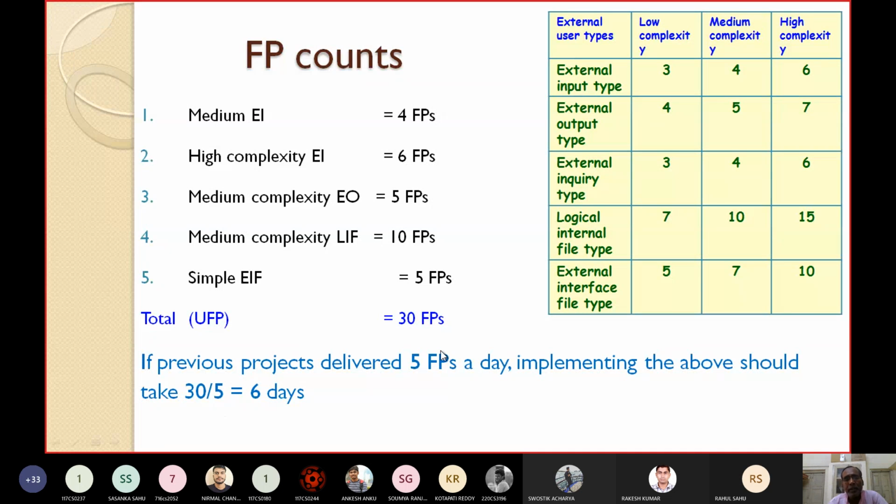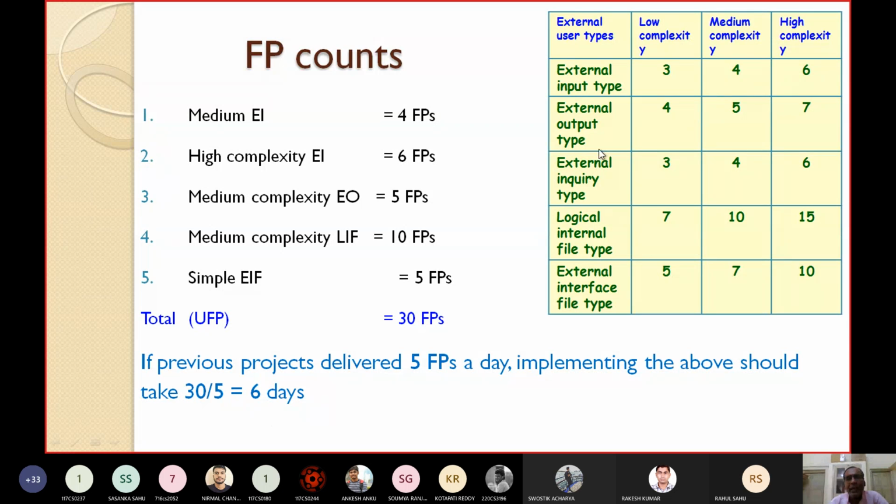If from your past experience you have seen that per day you can deliver 5 FPs, that means for this small problem, this payroll application will take how many days? 30 by 5. That means it will take 6 days to deliver the project. This is how you can find out the unadjusted function point and the time required.